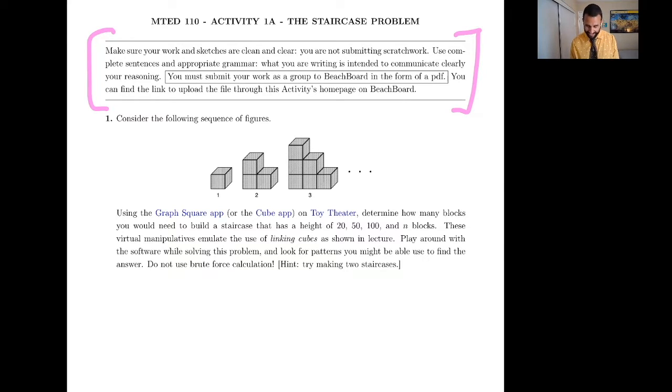You can find the link to that Dropbox on this activity's homepage, which you'll see on Beachboard. Okay, so that being said, let's talk about the problem itself. The problem says, consider the following sequence of figures. This is an ascending sequence of staircases of height 1, 2, 3, 4, and so on.